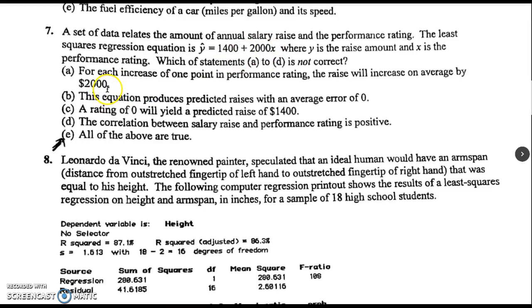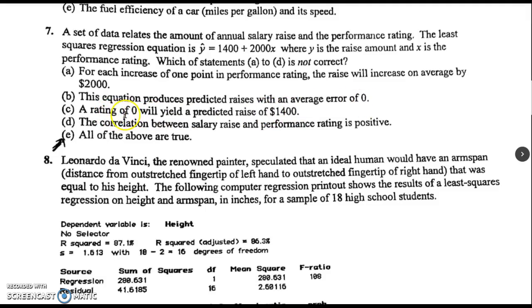So that's true. B, this equation produces predicted raises with an average error of 0. This is the definition of a regression line, that the average error is 0. So for any regression line, the average error is 0. So that is also a true statement.